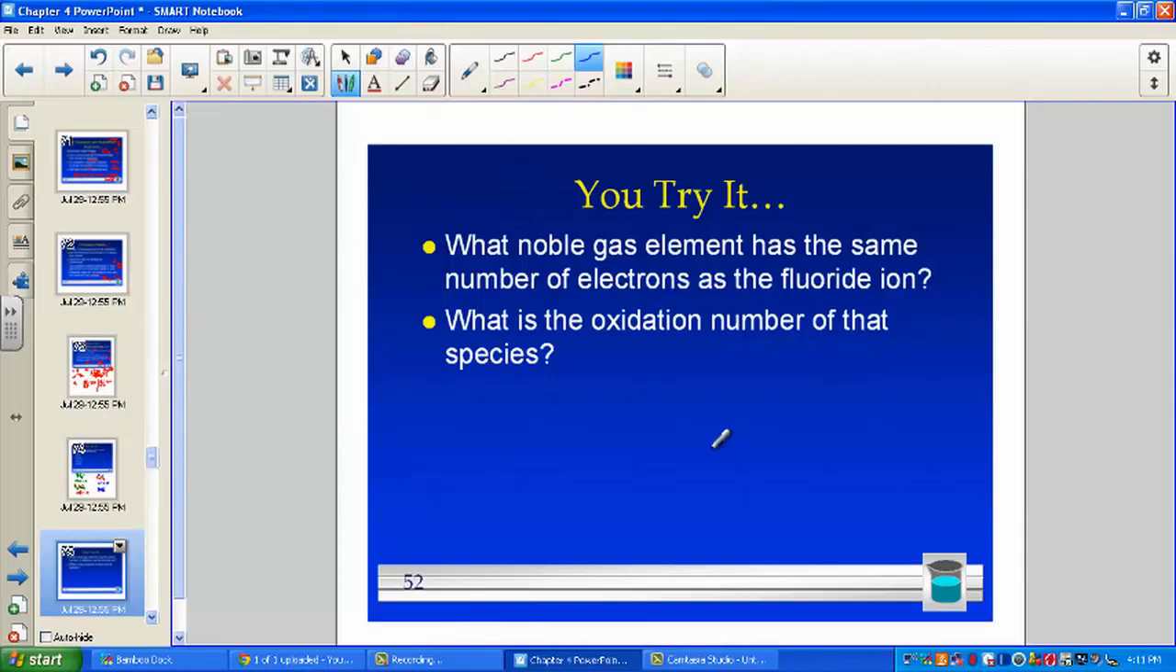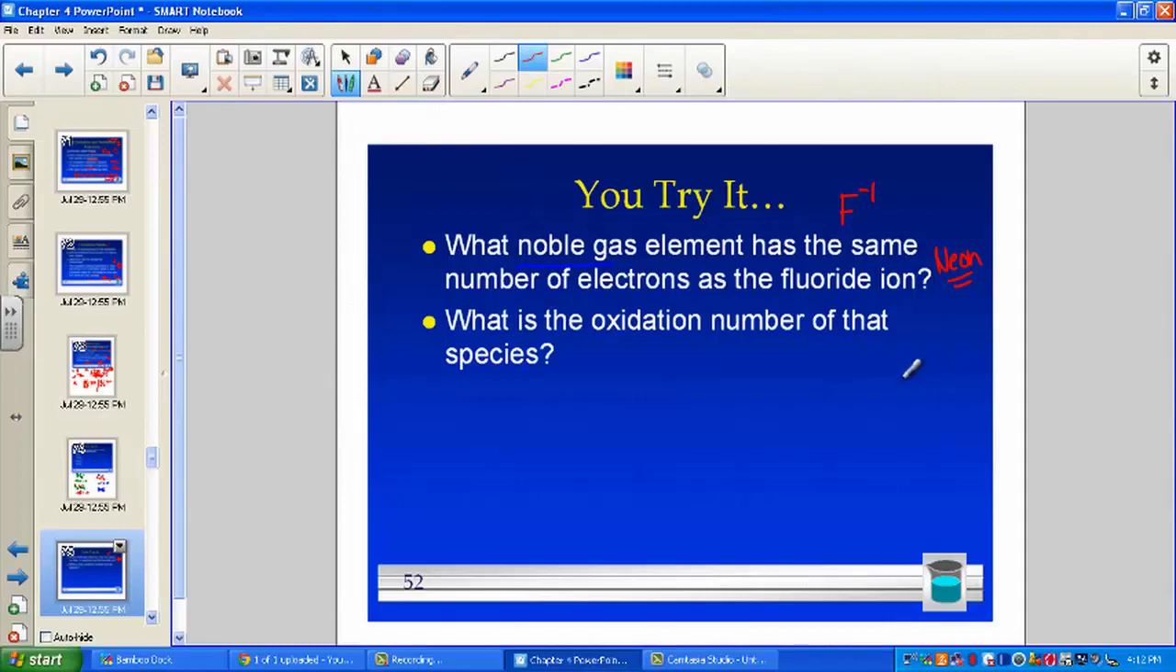What noble gas element has the same number of electrons as the fluoride ion? Well, the noble gas, of course, helium, neon, argon, krypton, xenon. So it's group 8A. Noble gases is the last column in our periodic table. If fluoride ion is F-1, find it on the periodic table, you'll notice that fluorine, element number 9, gains an electron. What noble gas does it become? It's right next door to neon, the end of row 2 on our periodic table.